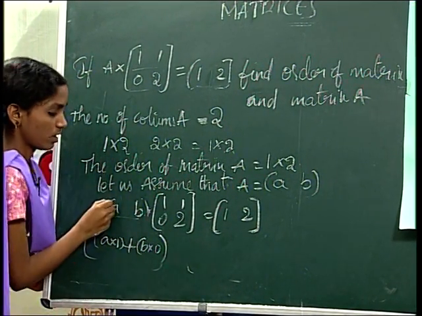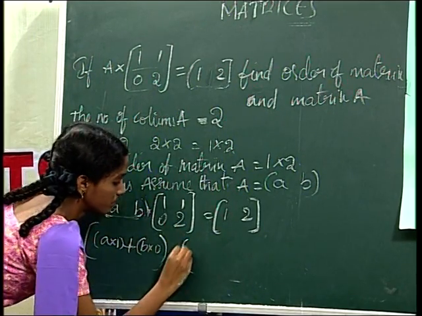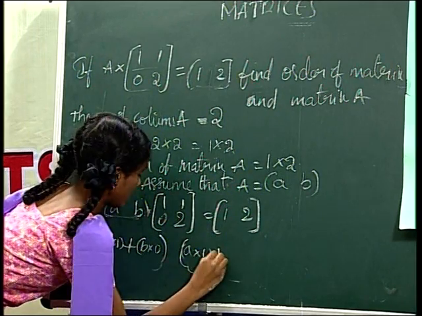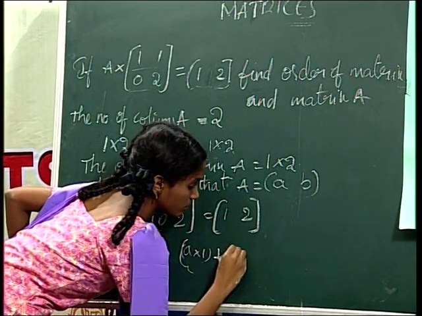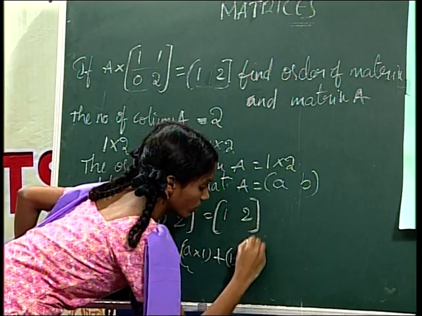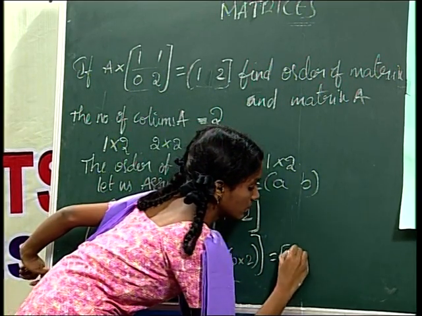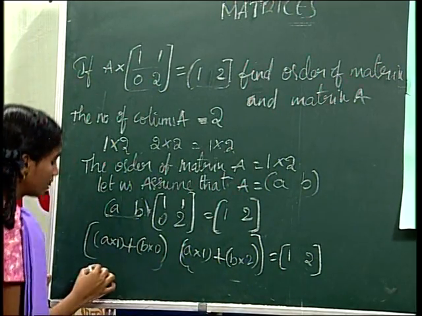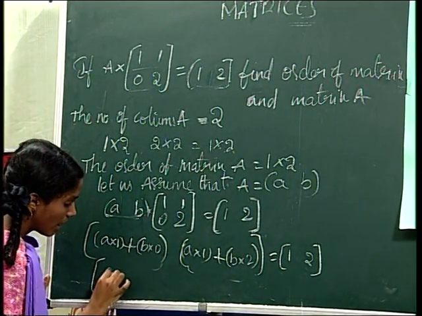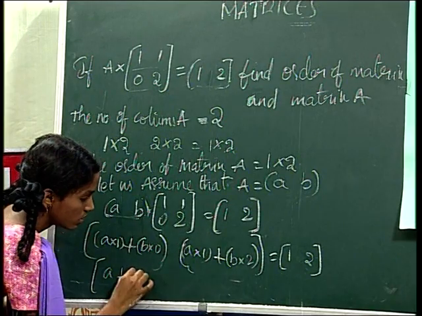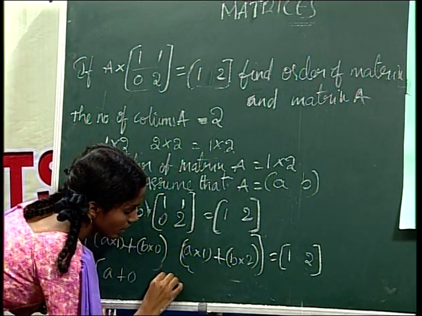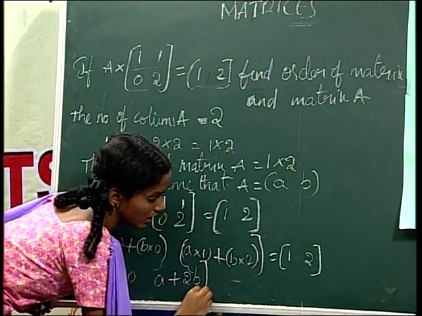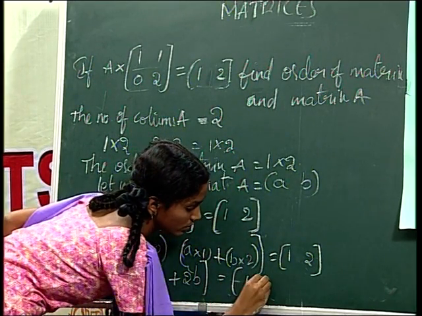Next, first row, next column: A into 1 plus B into 2. Here the product of matrix is 1, 2. See here: A into 1, A plus B into 0, 0; A into 1, A plus B into 2, 2B. Here the product of matrix is 1, 2.